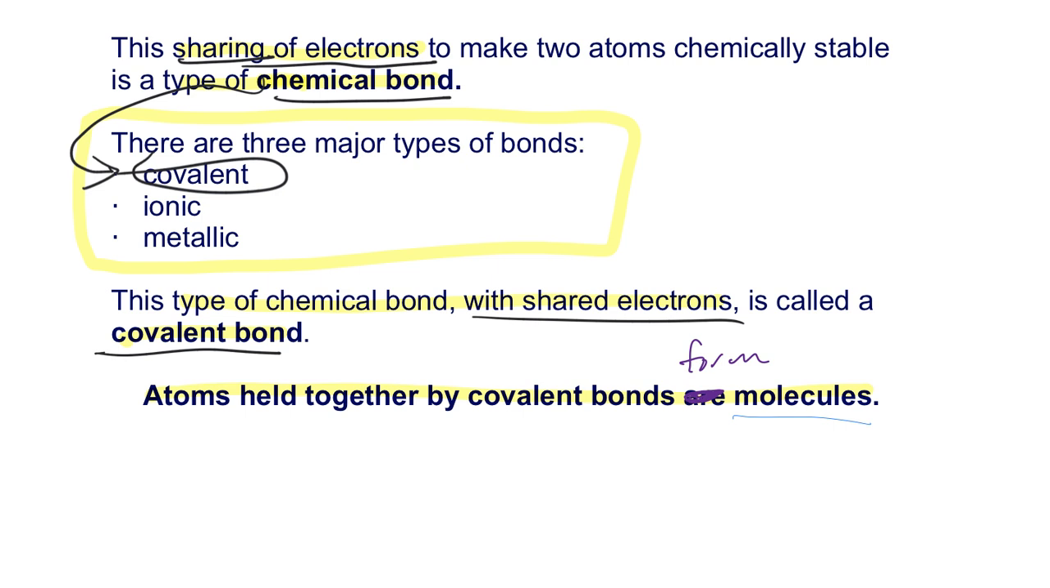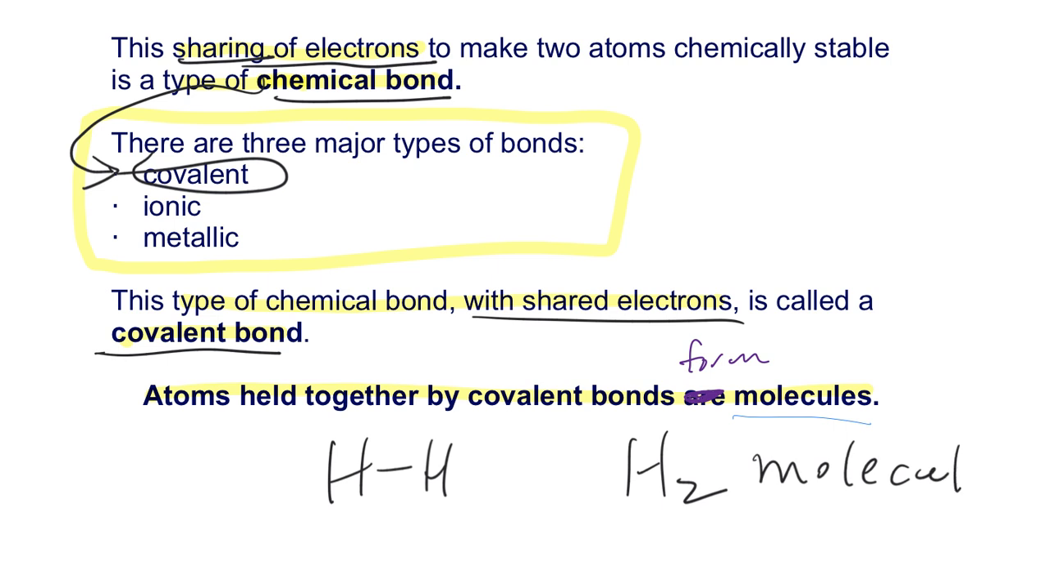And this is kind of important. Atoms held together by covalent bonds are molecules. So right here is a hydrogen gas molecule made of two hydrogen atoms. It's also an element, hydrogen, because only one type of atom is in the molecule.